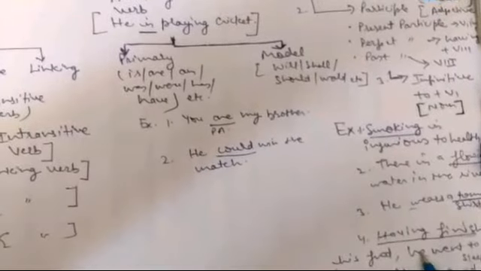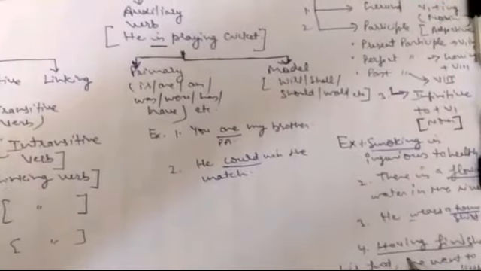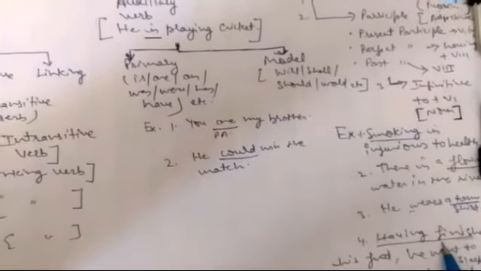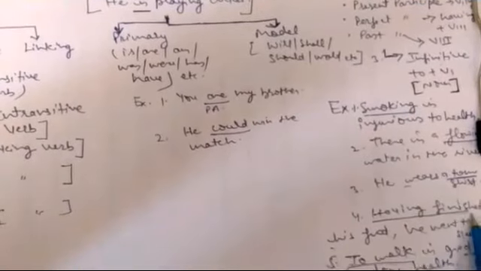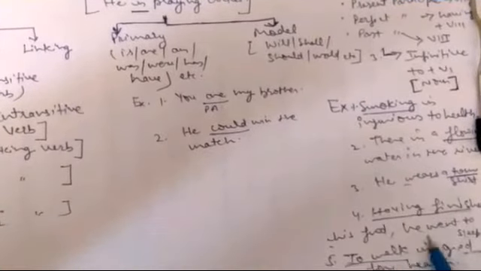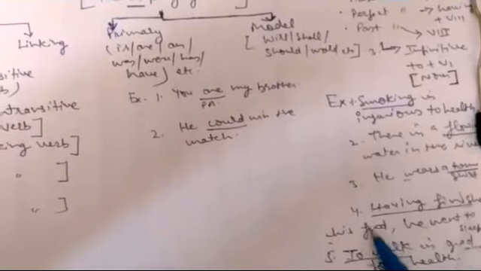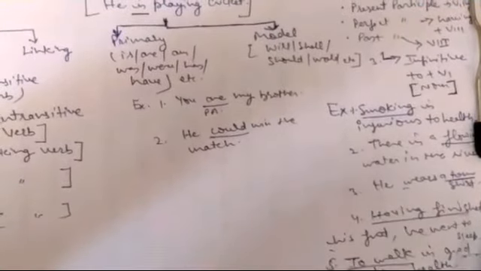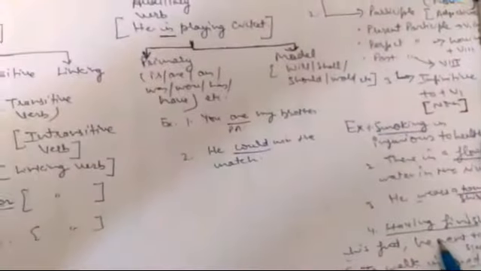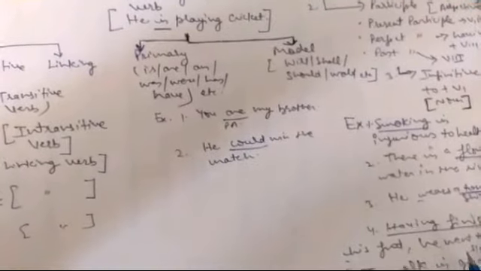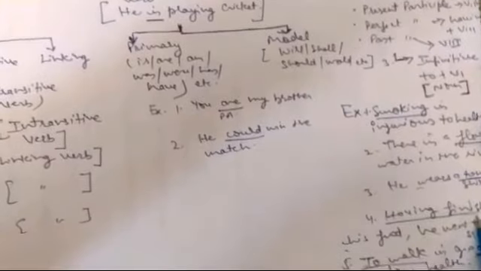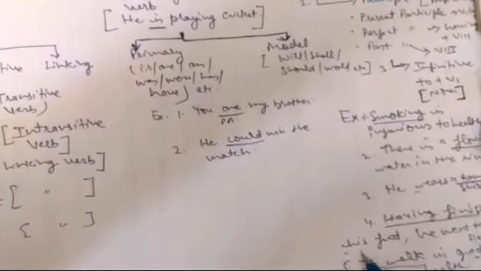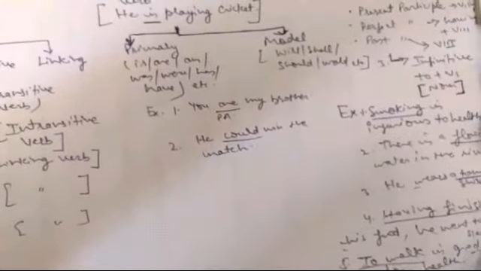Now the next example is the perfect participle. Perfect participle means having plus V third. So: having finished his food, he went to sleep. So having finished is a non-finite verb as a perfect participle. This is the perfect participle and this is the non-finite verb. Having finished his food, he went to sleep.